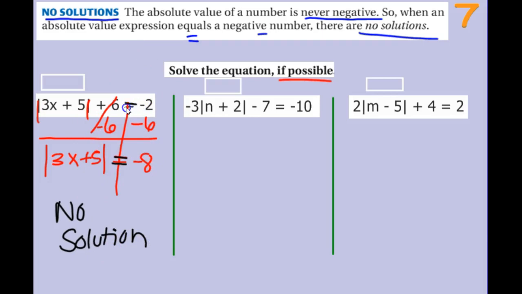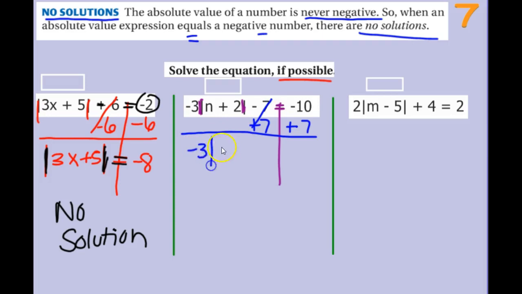Now some of you might be thinking, well, right away it's equal to a negative. Well, we could have added 6 if this was a minus and created a positive number. So you always need to get the absolute value by itself before you write whether or not it's one solution or no solutions, if you solve it or not. So for example, this next one, it looks like it's going to be no solution, but we can't say that because we need to get the absolute value by itself. So get rid of your addition and subtraction.